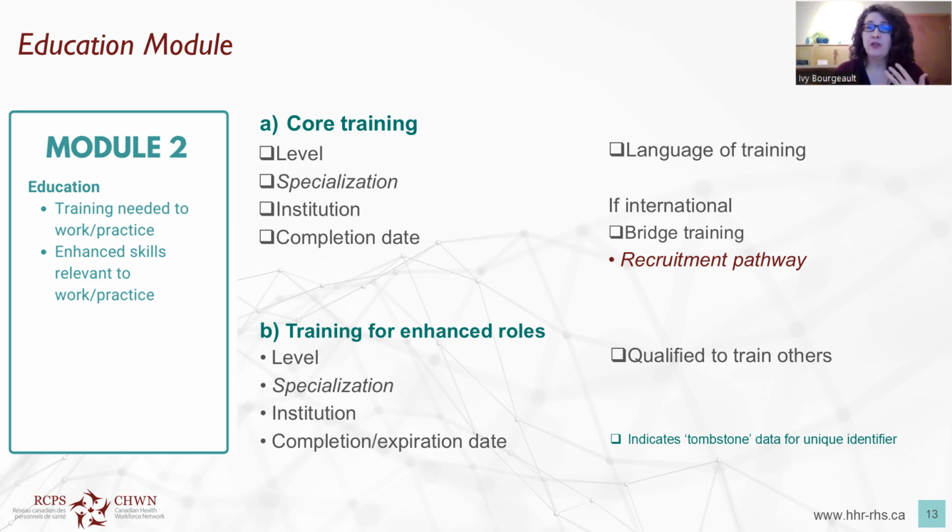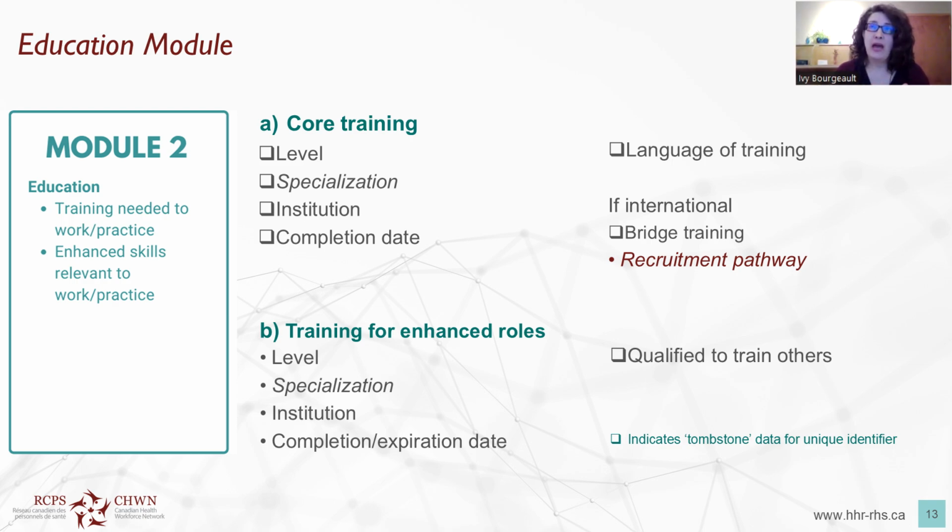So again, really important considerations for planning. So we're looking at level, we're looking at specialization, if that's relevant for your profession, and in some cases it's not, institution and completion date. And then the same type of information for enhanced roles, which may also include expiration date. So we want to do that. In an enhanced module, we want to get at language of training. And if you're internationally educated, have you undertaken any bridge training?